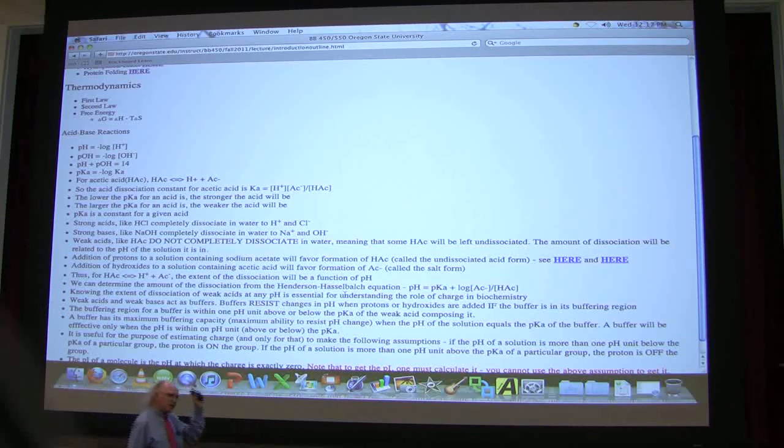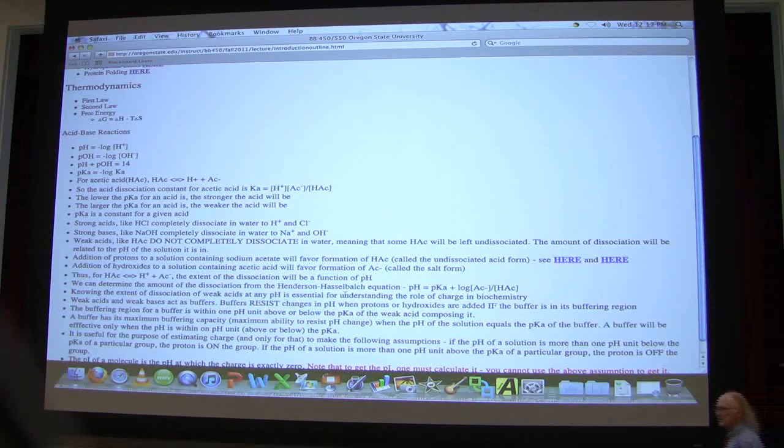Understanding that is the most common thing that students screw up on buffer problems. The single most common thing they screw up on. There's a one-to-one relationship between adding and subtracting acids and bases. That's all there is to it. It's a very simple concept. Okay?